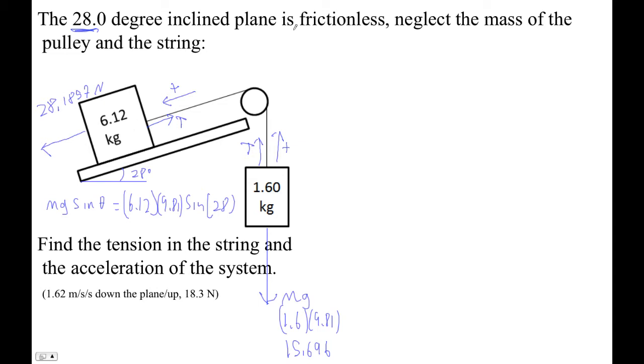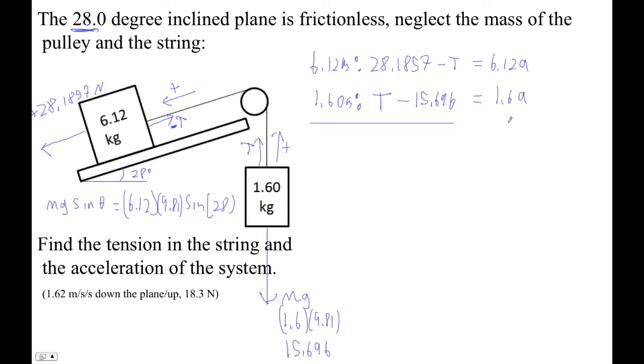And so let's set it up for the 6.12 kilogram object. If this is positive, this guy's positive, this guy's negative. So we've got 28.1857 minus t is 6.12 a. And for the 1.60 kilogram object, we've got t. I drew these arrows the wrong length, right? This arrow should be longer than this arrow. So 15.696 equals 1.6 times a. And we don't know a and we don't know t.